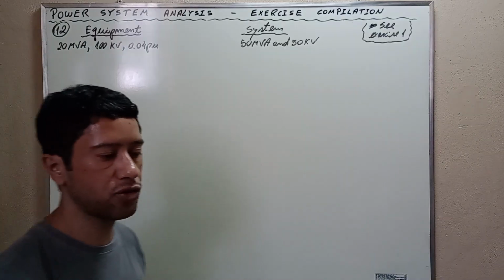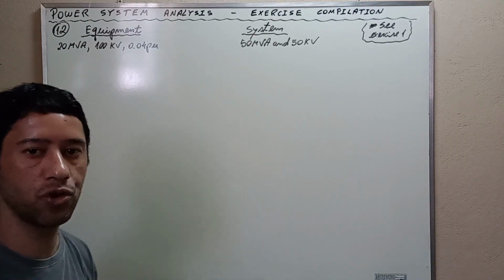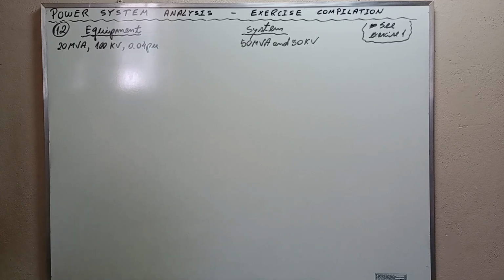Now, my friends, we are going to solve an exercise very similar to exercise 1, exercise number 12. In a power system, an electrical equipment has nominal power and voltage values of 20 MVA and 100 kV respectively. The bases in the region where this equipment is installed are 50 MVA and 50 kV. Knowing that the reactance of this equipment at its nominal values is 0.04 pu, what is the new value of its reactance under the new basis?